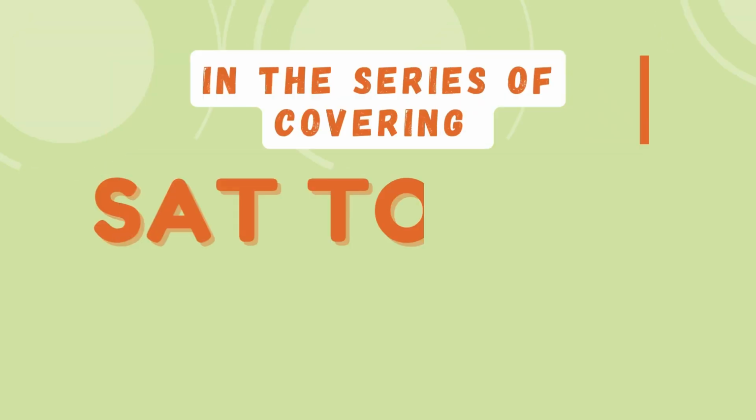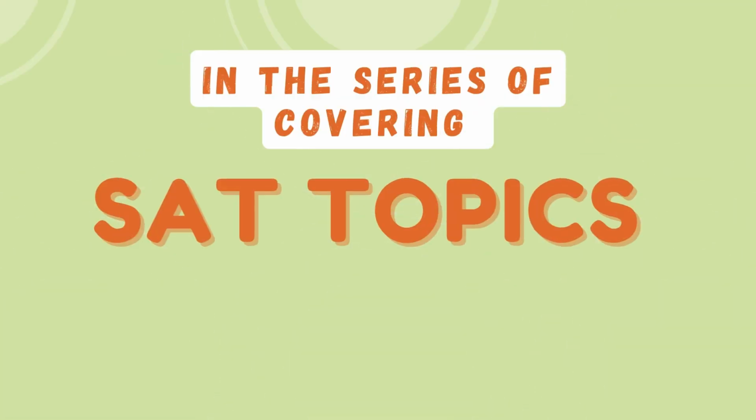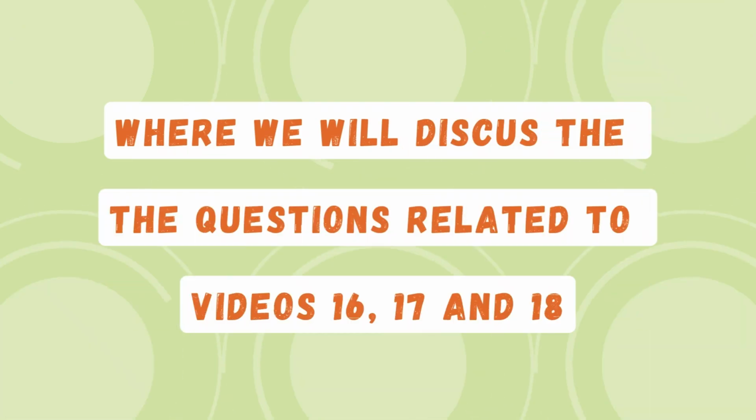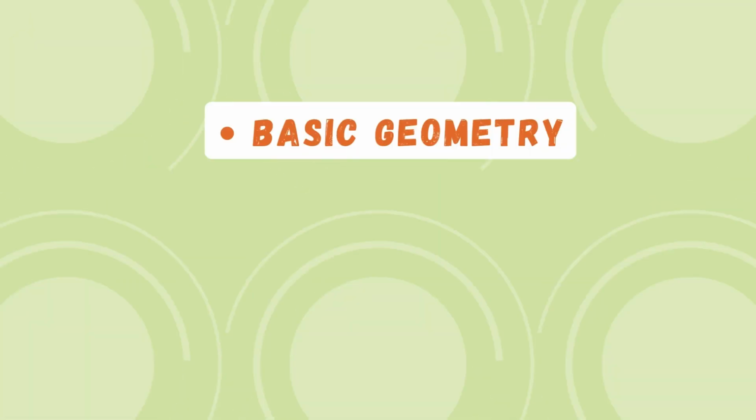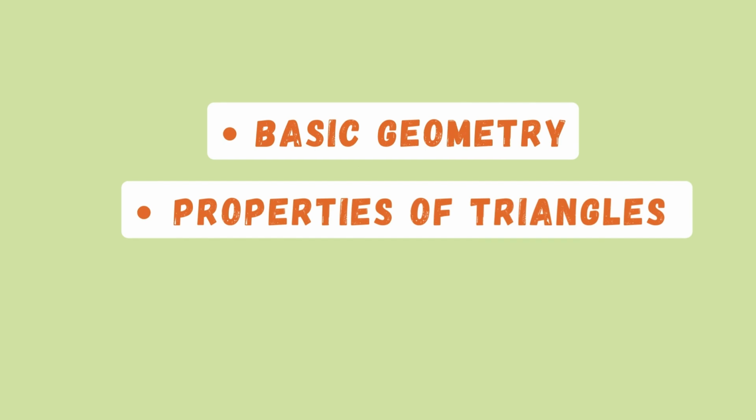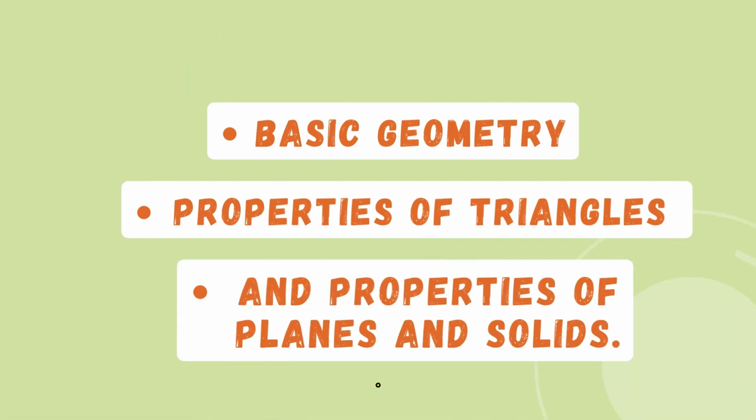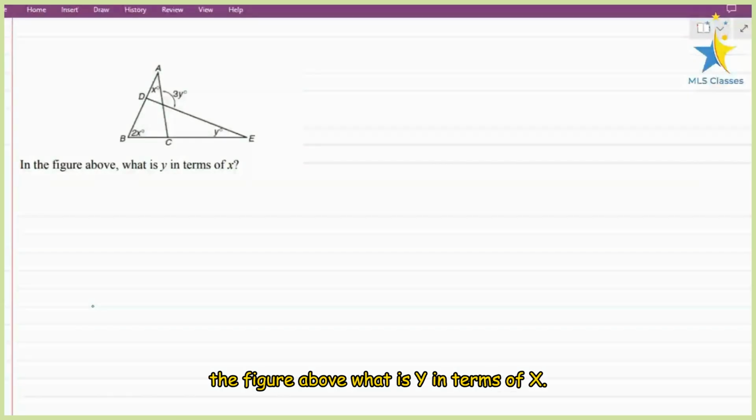Hello all. In the series of covering SAT topics, this is our 19th video where we will discuss the questions related to videos 16, 17 and 18 where we had discussed basic geometry, properties of triangles and properties of planes and solids. First question: in the figure above, what is y in terms of x? We have to find the value of y in terms of x.